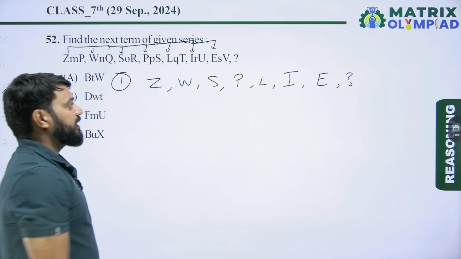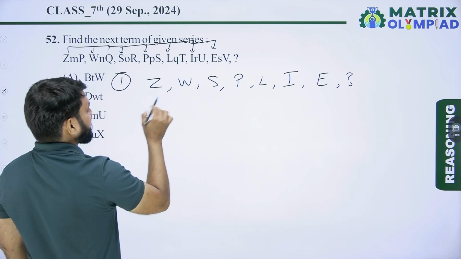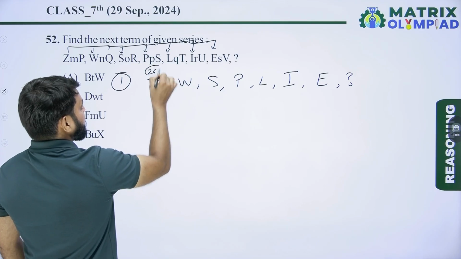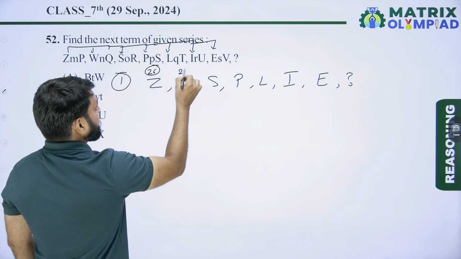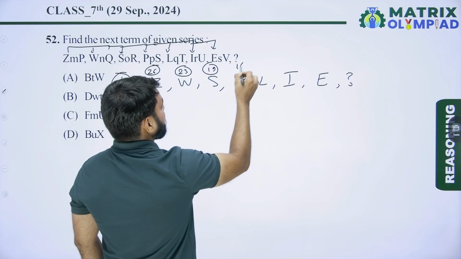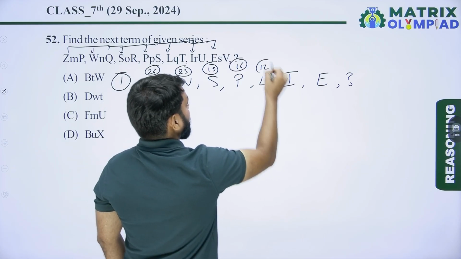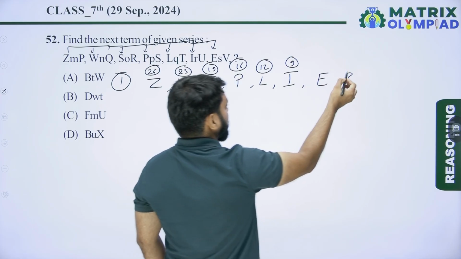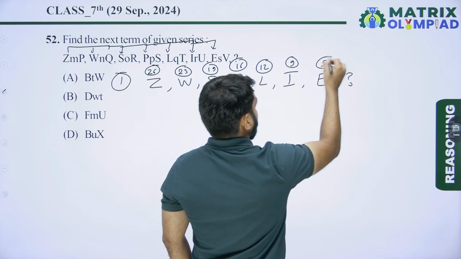So first find the pattern. What is the pattern used in this series? Z, it means place value of Z, it means 26. Place value of W is 23. Place value of S is 19. Place value of P is 16. Place value of L is 12. Place value of I in English alphabet is 9. Place value of E, it means 5.